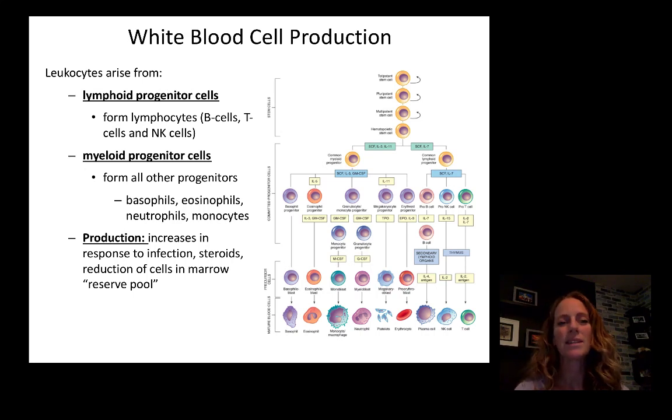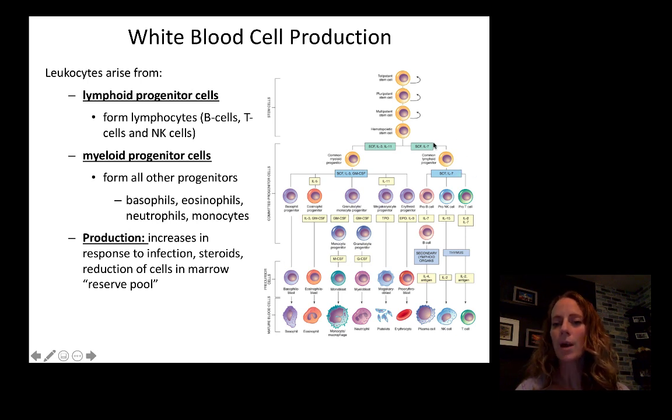All right, on to white blood cells. White blood cells are leukocytes. Leuko means white. They arise from two main groups of progenitor cells. So if we look here, back at this figure for the hematopoietic stem cells, you can see that we have myeloid progenitor cells and lymphoid progenitor cells.